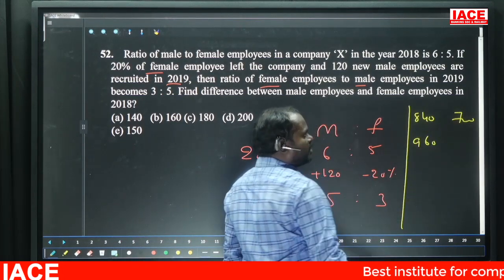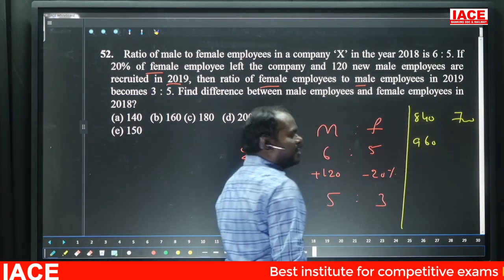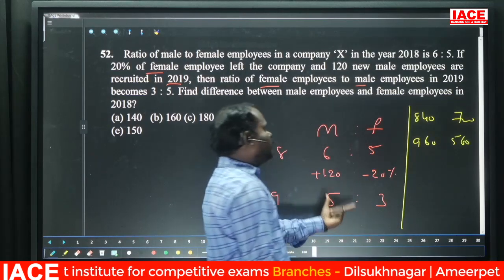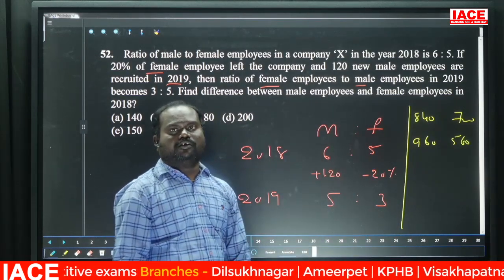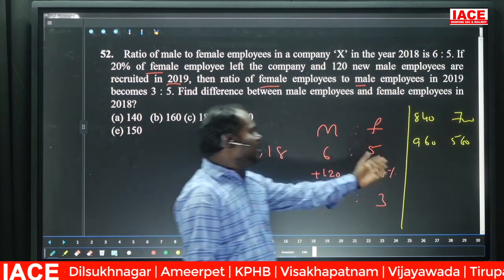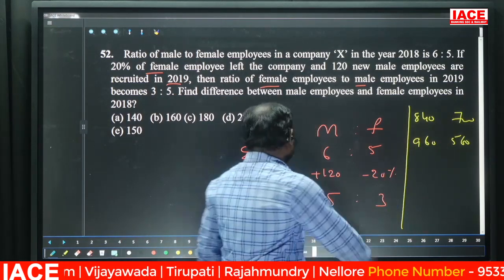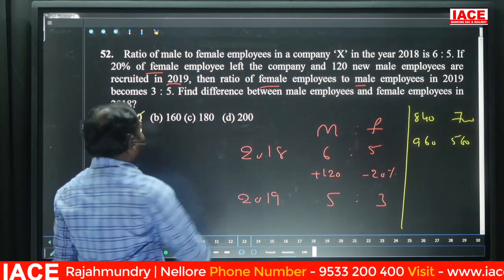With a 20% deduction, 140 is deducted, so the balance of females is 560. Just check whether you are getting 5 to 3 or not. We can't get the 5 to 3 ratio. So remove the first option and go for the next.